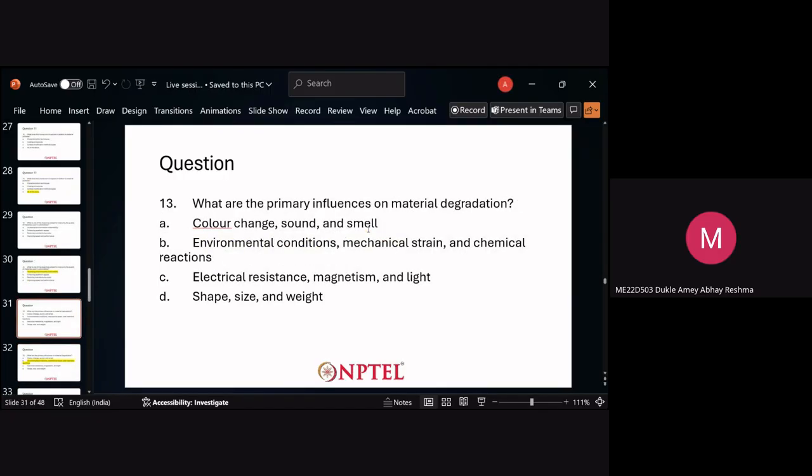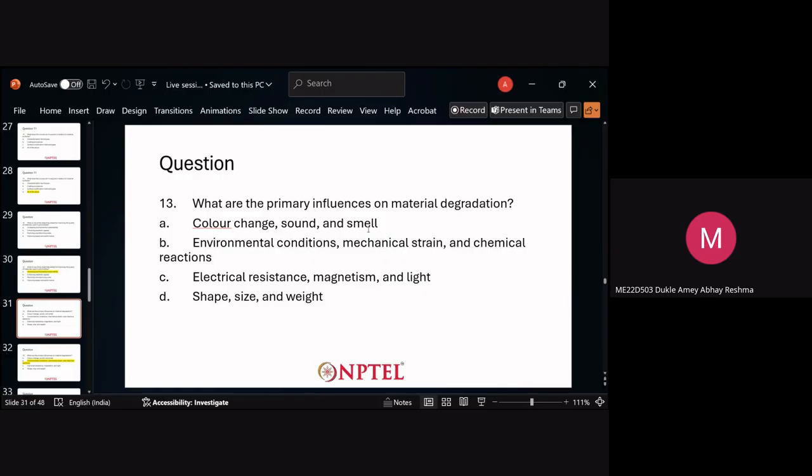Moving to the next question: what are the primary influences on material degradation? Color change, sound and smell, environmental conditions, mechanical strain and chemical reactions, electrical resistance, magnetism, light, shape, size, weight. So what are the primary factors that influence material degradation? Color change, sound, smell, basically these are the impacts, not the influences. These are not the cause, these are the effects, you can say.